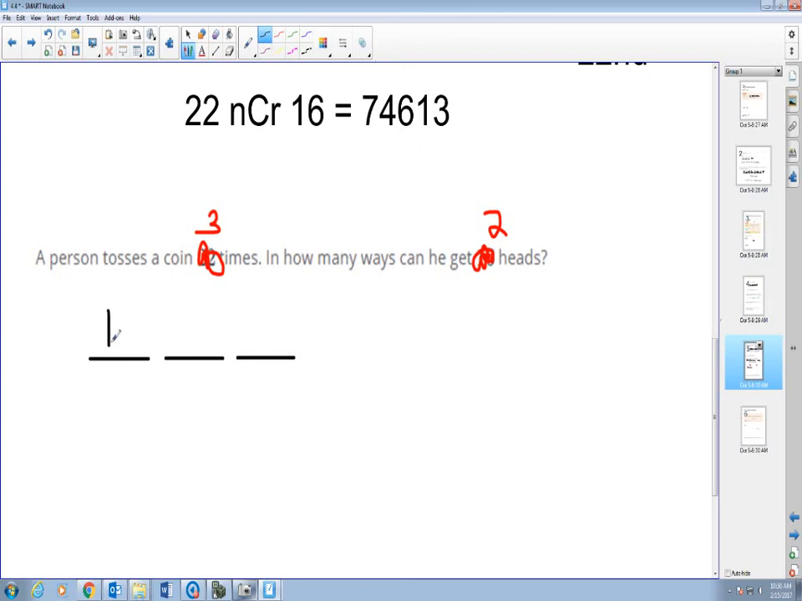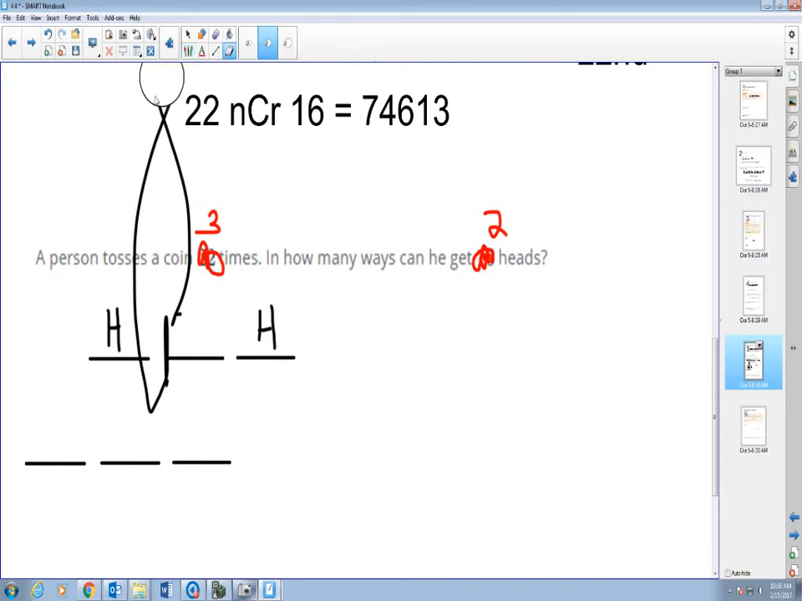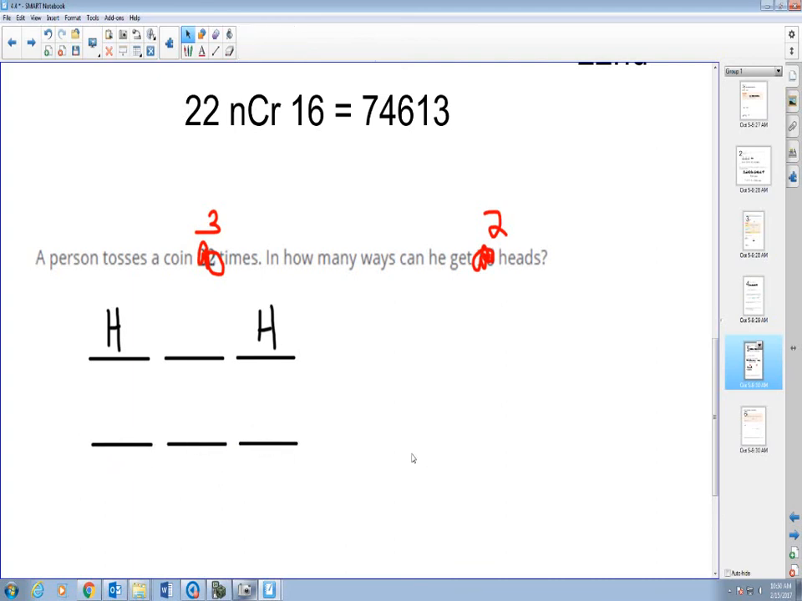So my 2 heads, could it be head first, next one is not head, the third one is head? That is one way. What else could I have? 2 heads. Where else can I put my 2 heads? How about I put a head right here and a head right here? So that's another way. So these 2 ways are different.